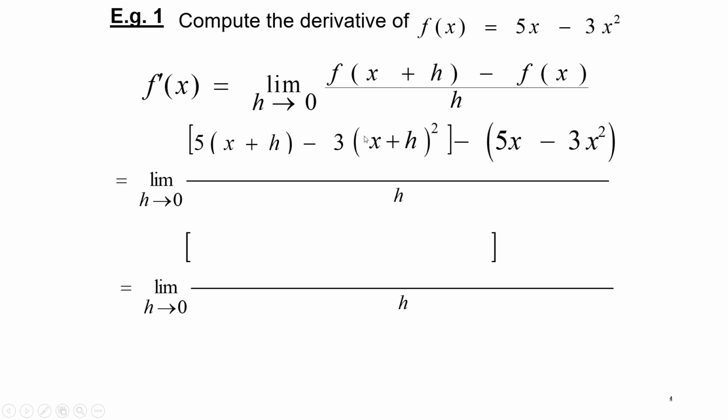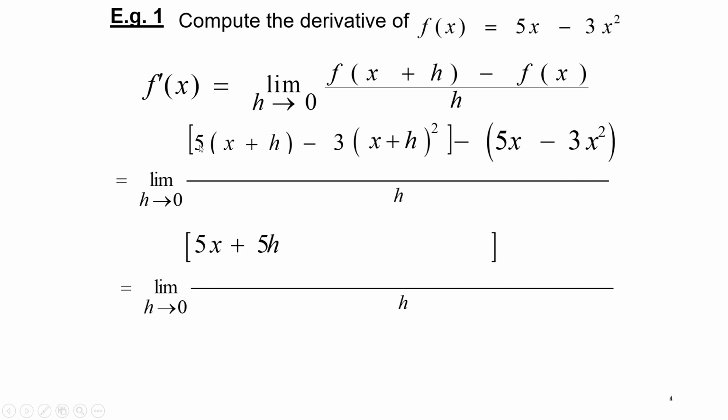Now let's talk about this square bracket. Everything that is inside this square bracket we are going to simplify now. We can expand this 5x, we can expand this 5h. This part here is a repeated factor, x plus h 2 times, so this needs to be expanded first. This one we can just expand straight away.